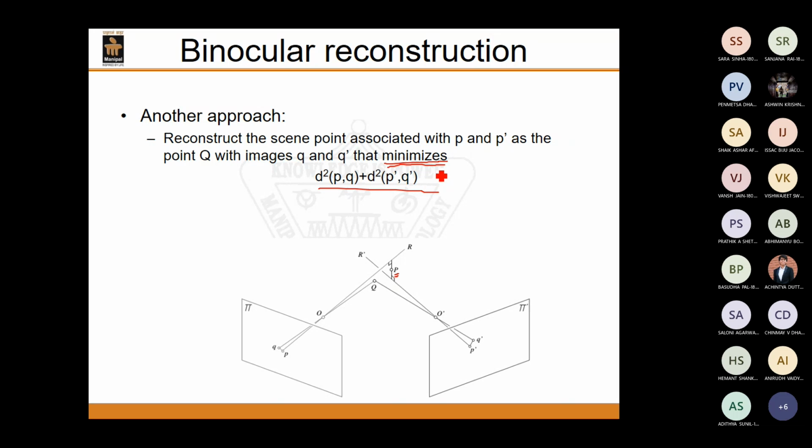Another method, which we algebraically try to solve, is that we know there is a projective transformation between the image points as well as the 3D points, and therefore we write the equations in terms of the projection matrices, and then try to calculate the coordinates of the 3D point P by solving it as a least square estimation problem.